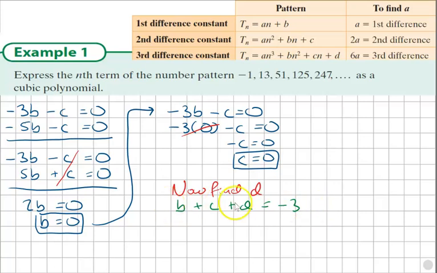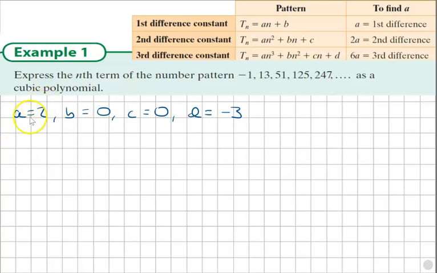So this was just one of the equations that I set up at the start. It was the very first one that I set up in terms of b, c, and d. It doesn't matter which one you use, I'm just going with the first one. And I'm going to sub in the parts that I found, so I can swap b and c for 0, and I can solve for d. So d is equal to -3.